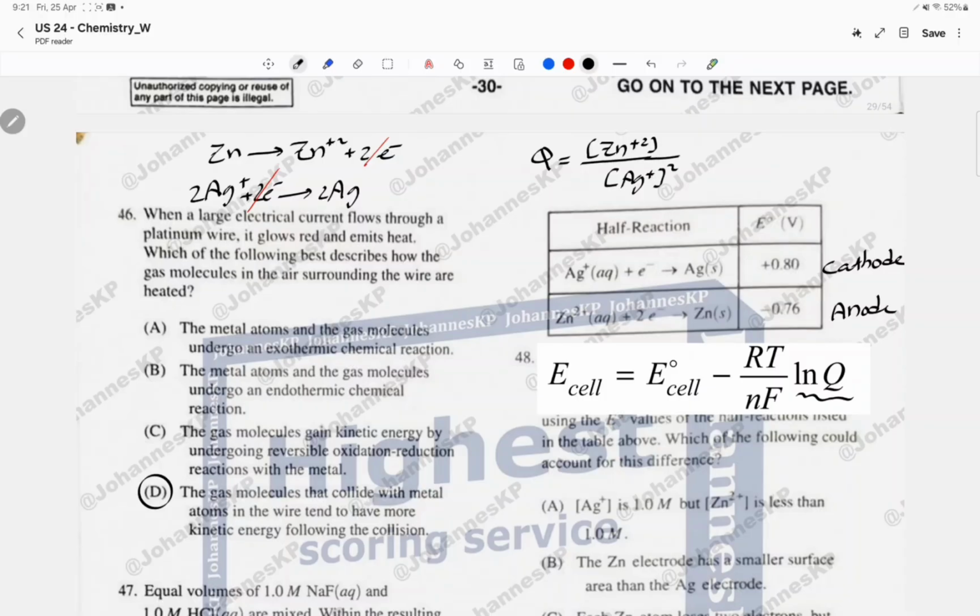And so let's see if ln Q is negative. Ln of Q will be negative if Q is less than 1. So let's look at choice A. If Ag is 1, but zinc is less than 1, let's say 0.9, you're going to have 0.9. And ln of 0.9 is negative. And this is negative. With that, this whole thing becomes a positive, which makes your E cell bigger. So choice A.